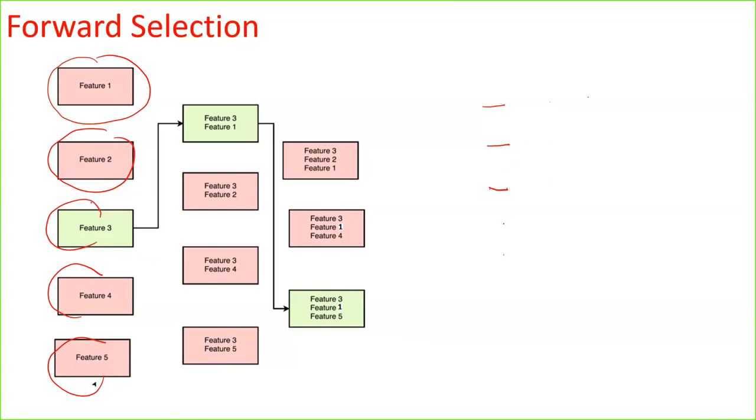So let that feature be 3. Now at the next level, we will generate only the combinations with the 3. It means all the supersets of 3 will be generated. So what are the possible supersets of 3? 3-1, 3-2, 3-4, and 3-5. These are the possible subsets with the combination of the third feature.